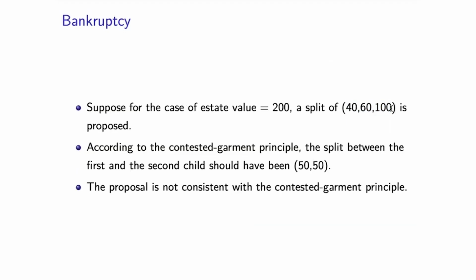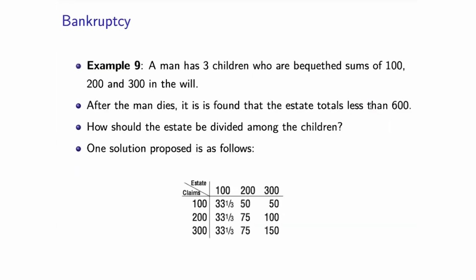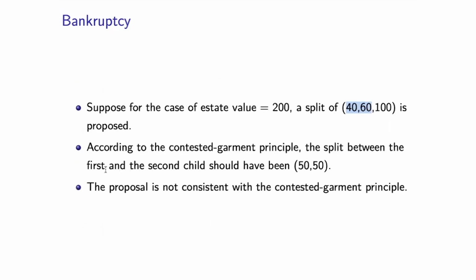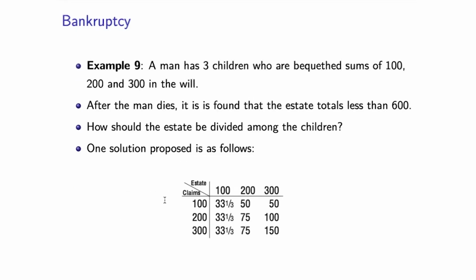So let's consider from the first two persons' perspective. So a total of 100 was given. And remember, the claim of the first person is 100, the claim of the second person is 200. So therefore, all of it is contested claim. And so therefore, you have got that this should have been 50-50, right? So we can see that the split is actually not consistent with the contested garment principle, right? So at least the contested garment principle explains why you got these numbers that you got here.